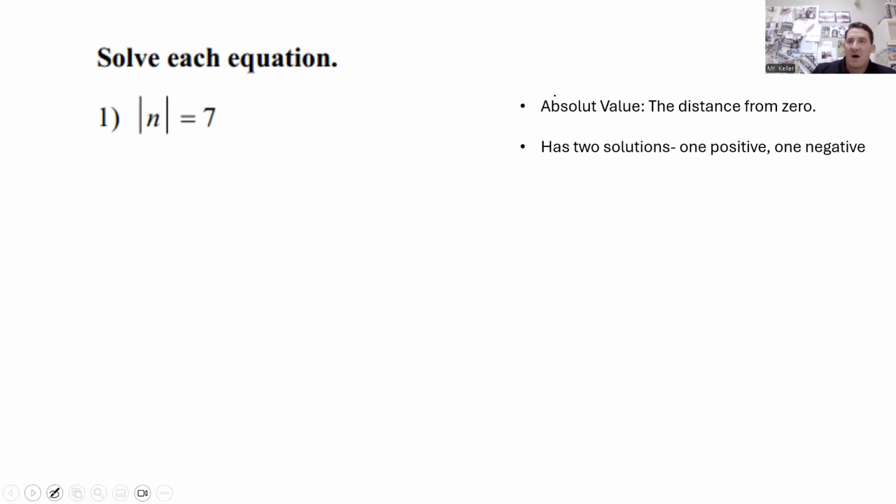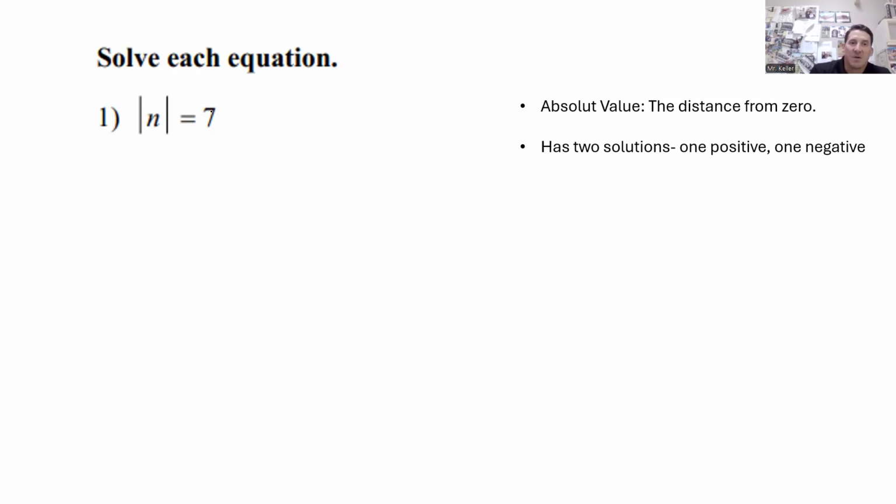So starting off, absolute value. The math definition of it is the distance from zero, so how far this is from zero. Absolute value has two solutions when you're doing this. One's going to be positive, one's going to be negative. To solve this one, it's real simple. We just need to get rid of the absolute value brackets.